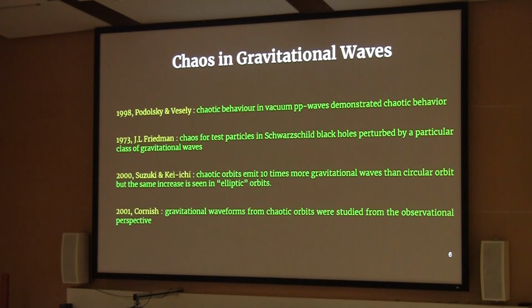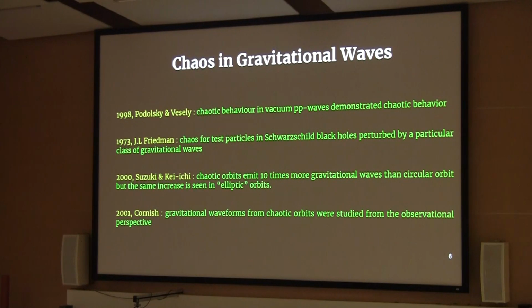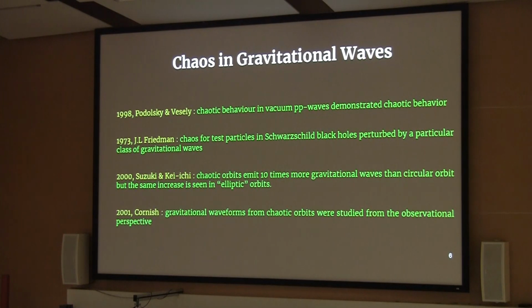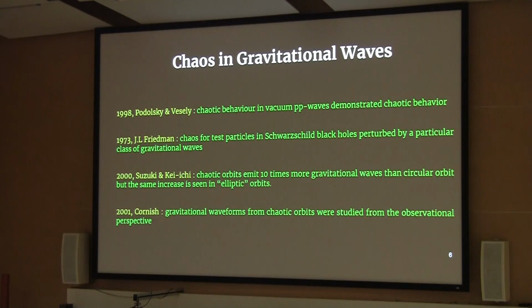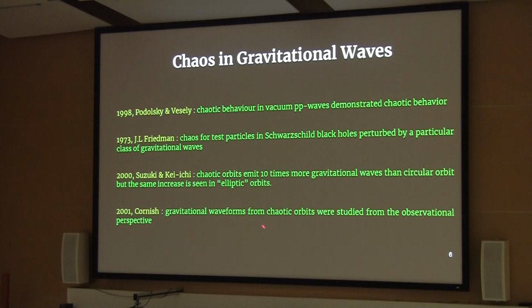Chaos as a concept in gravitational waves has been studied before. It's not new. Podolsky and Vesely studied the chaotic behavior in vacuum pp-wave spacetimes. Then in 1973, Friedman and others studied test particles in a Schwarzschild black hole perturbed by a class of gravitational waves, and found that the orbits are chaotic. Similarly, Suzuki and Maeda studied that chaotic orbits actually emit 10 times more gravitational waves than circular orbits. This was pretty interesting. Then Cornish also studied that gravitational waves from chaotic orbits can be used from an observational perspective.